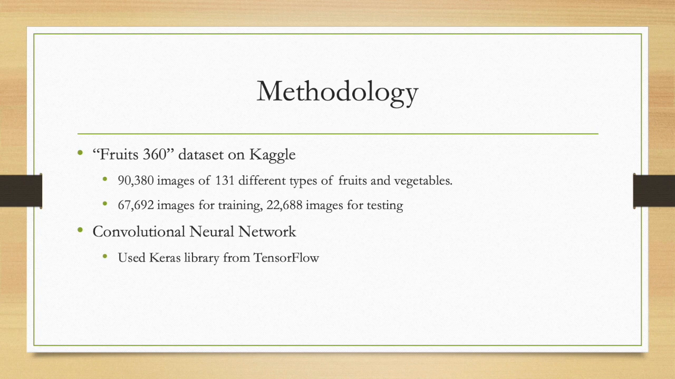The dataset is then being divided into a training set and a test set. The training set contains 67,692 images, and the test set contains 22,688 images. Our group uses the Keras library inside TensorFlow to apply the convolutional neural networks.